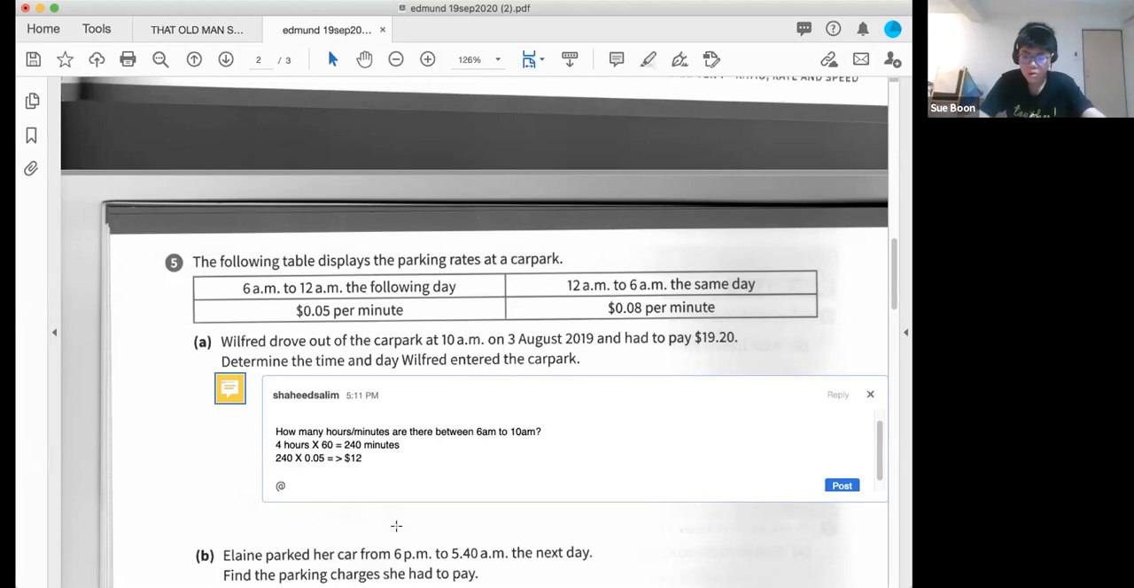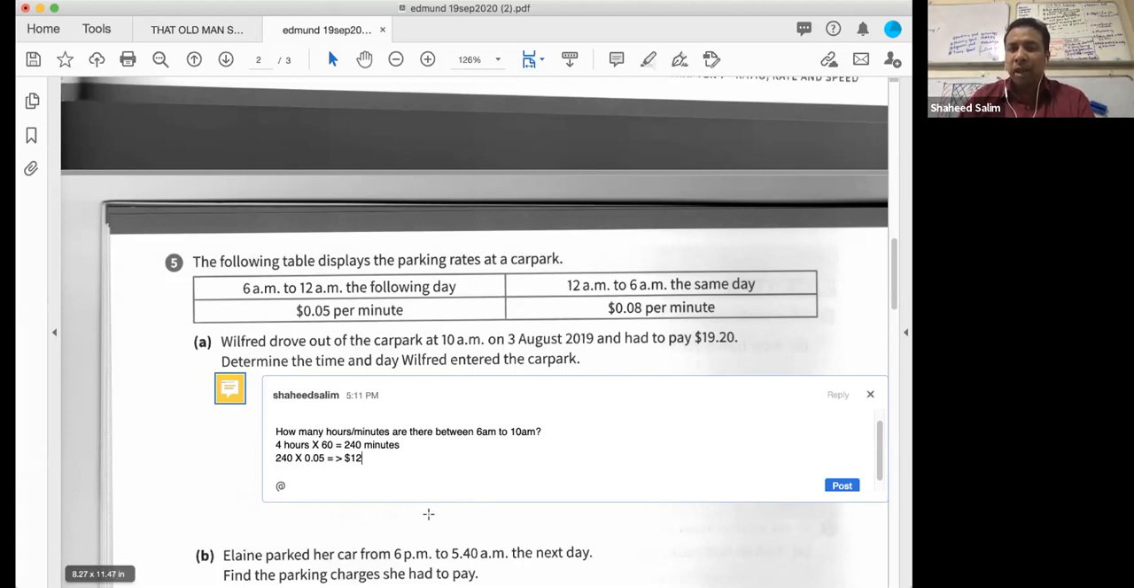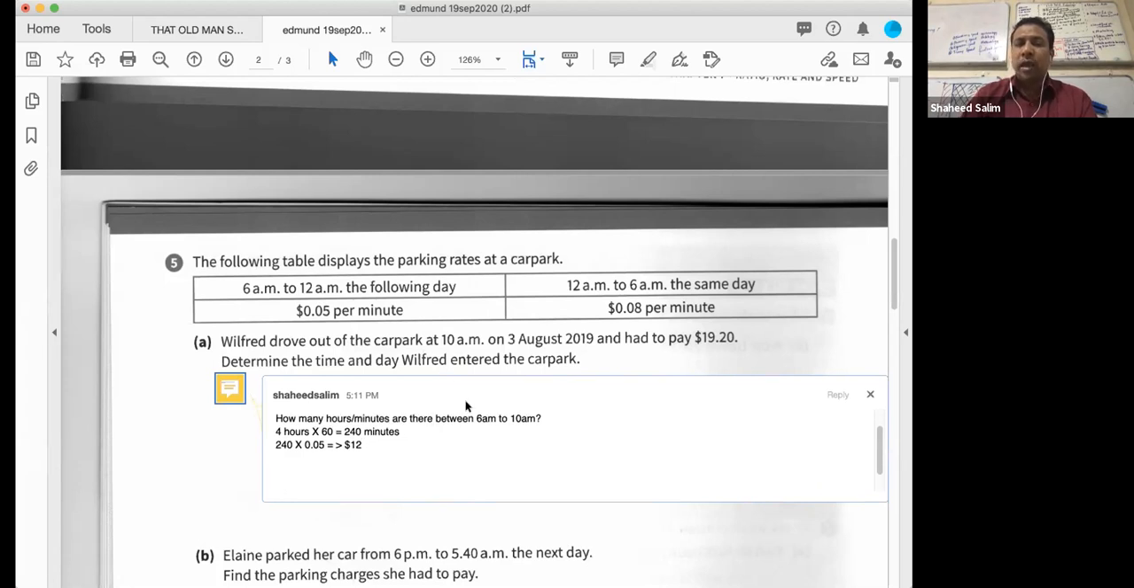$12. Notice, he paid $19.20. So from 6 a.m. to 10 a.m., he used $12. Okay, so now you take 19.20, the total amount of money he paid, minus $12. We will get $7.20.